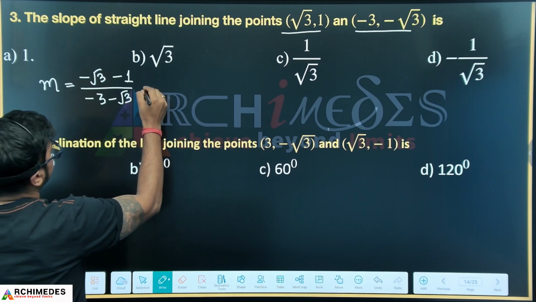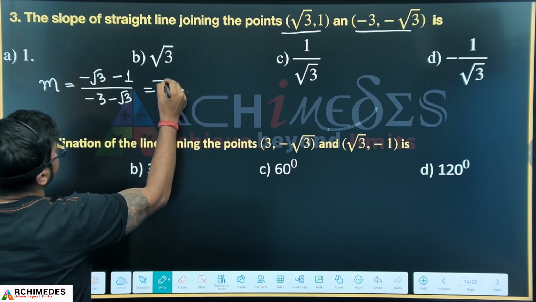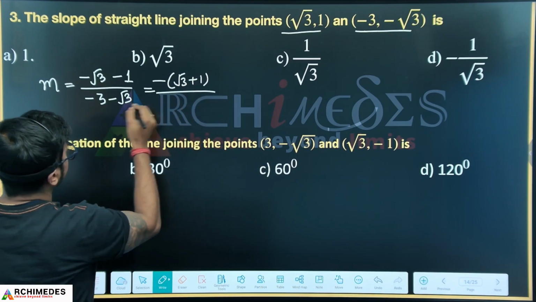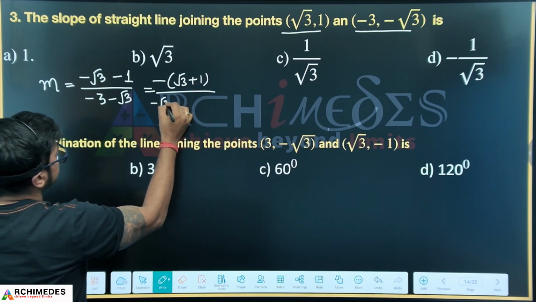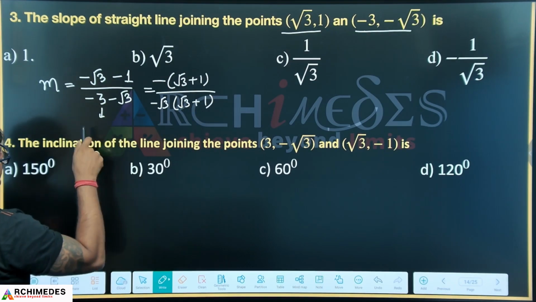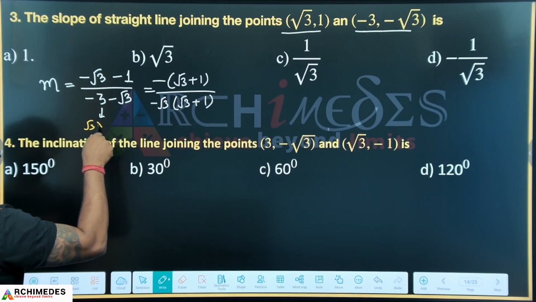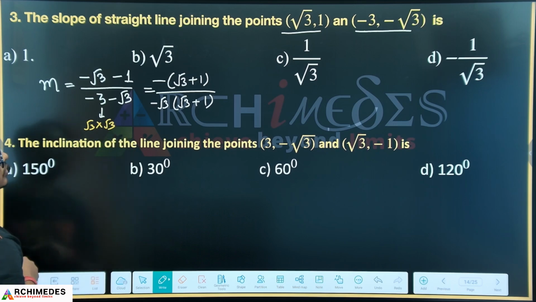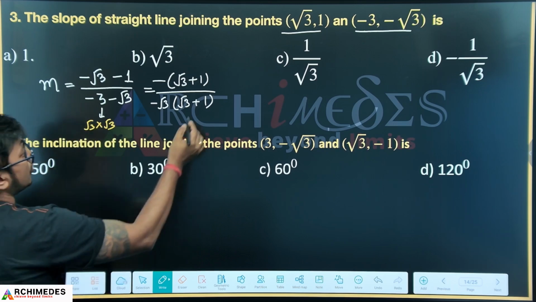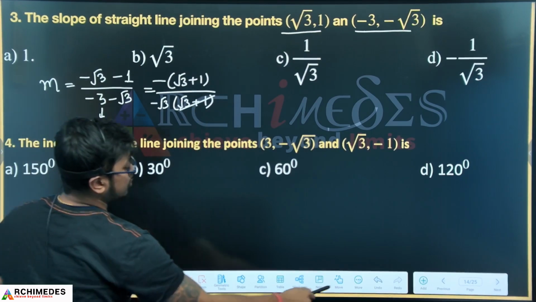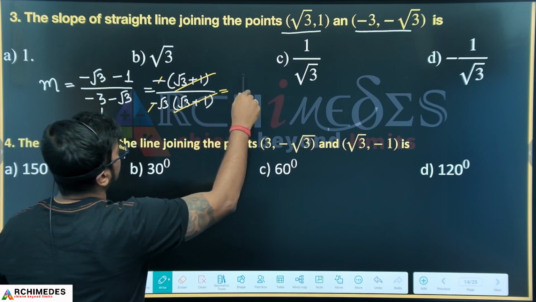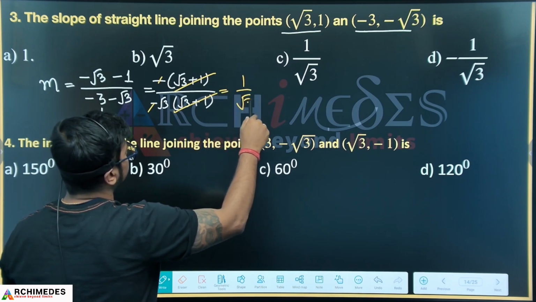So can we take a minus common from the numerator? If we take minus common, it becomes root 3 plus 1. Similarly, we can take minus root 3 common here. Reason? We know that 3 can be written as root 3 into root 3, it is the same, root 3 square. So if we take root 3 common, it becomes minus root 3 times root 3 plus 1. Now root 3 plus 1 cancels with root 3 plus 1, and minus minus cancels. So you are getting 1 by root 3. This is the slope.